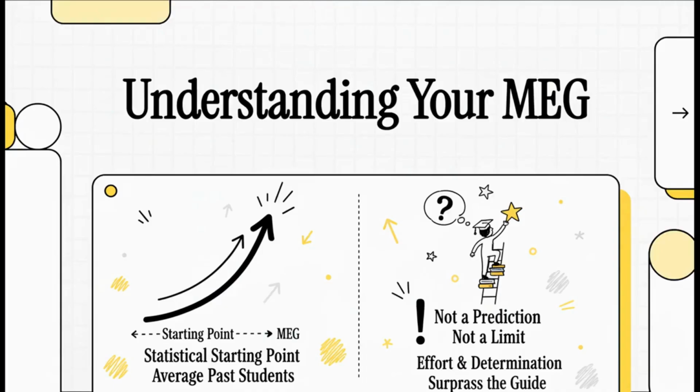Okay, let's talk about something you might have seen on a report card that just feels a little weird, that minimum estimated grade, or MEG. If you've ever looked at one and felt kind of confused, or maybe even a little bit stressed out, you're definitely not alone. So, in this explainer, we're going to break it all down.